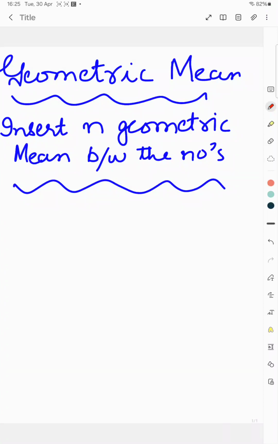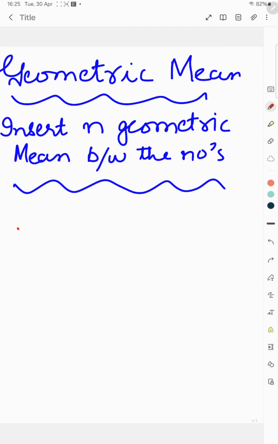Bismillahirrahmanirrahim. Student, the topic which we will discuss today is geometric mean. First topic will be geometric mean and the second topic will be insert and geometric means between the numbers. Okay student, so I will start first with the geometric mean.